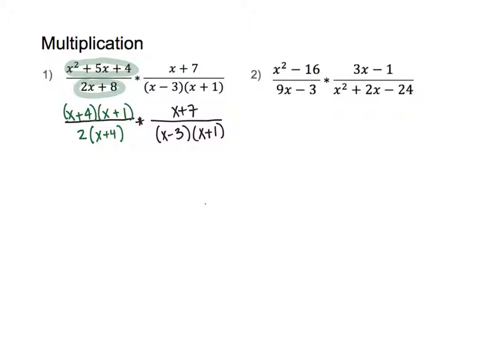And then when I look at this here, I start to see common terms, right? So diagonally, I see that the x plus 1s cancel, so I'm going to eliminate that. And I also see that vertically, this is an x plus 4, this is an x plus 4, so they're going to cancel. And so that's 4 factors that got canceled here. So when I multiply straight across the numerator, that means I only have x plus 7 left over. And for the denominator, I only have this 2.